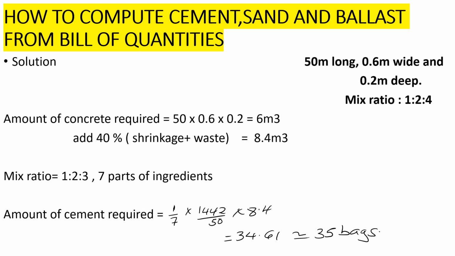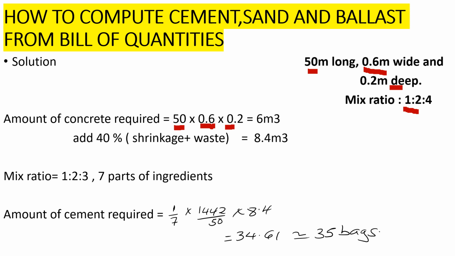Now remember, we are doing a 50 meter long, which is 0.6 meters wide, and 0.2 meters deep foundation with a mixed ratio of 1:2:4. Now let's calculate the amount of concrete required. So the amount of concrete required, that is volume, will be the length, the width, and the depth. That gives us 6 meter cubic.